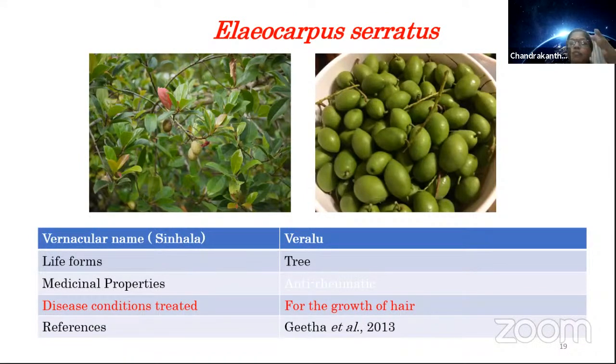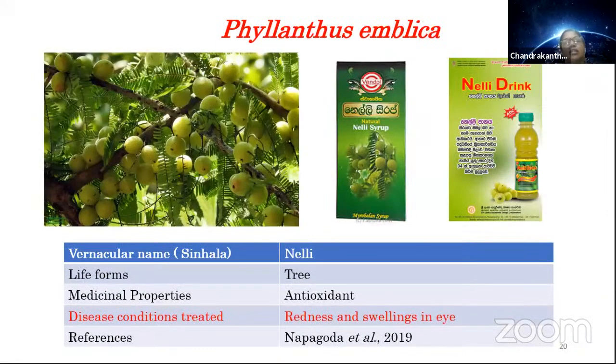It's a tree, again, which has very good anti-arthritis properties. You can see it is very common in India also, and is a very famous medicinal plant, commonly used for diabetic problems. And now the syrups are available. They're called Nelly syrups. It's available in bottles in the local markets.